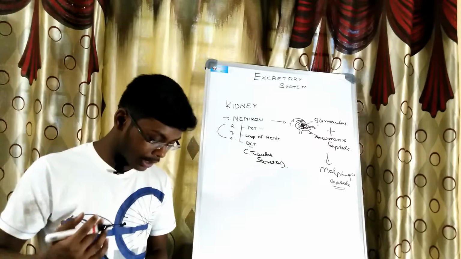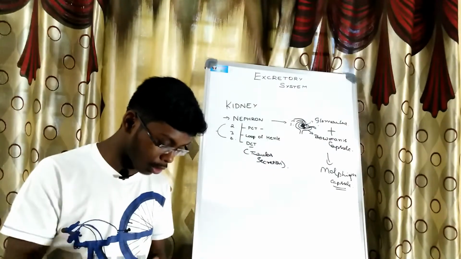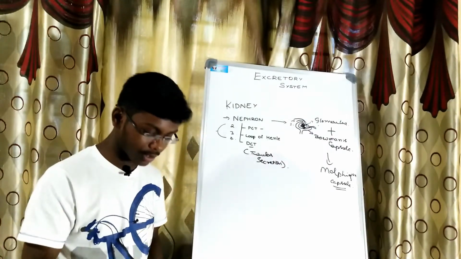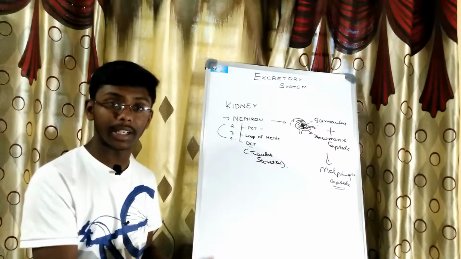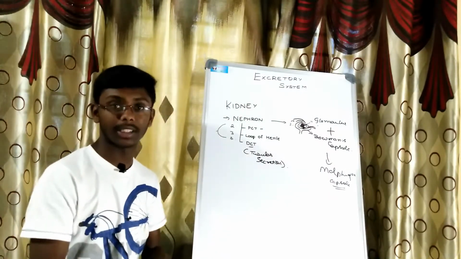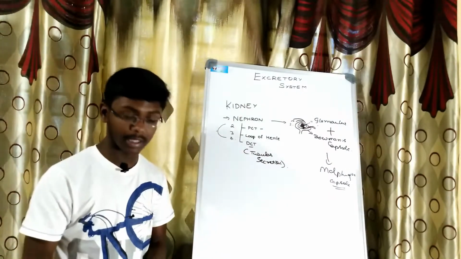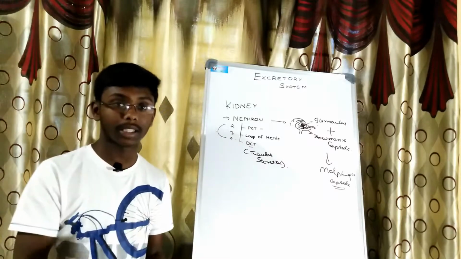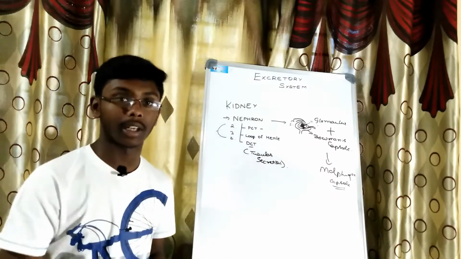The next one is glycosuria, or glucose. Excess glucose passes with urine due to diabetes mellitus, which is known as glycosuria. This diabetes mellitus is caused due to the undersecretion or hyposecretion of insulin.